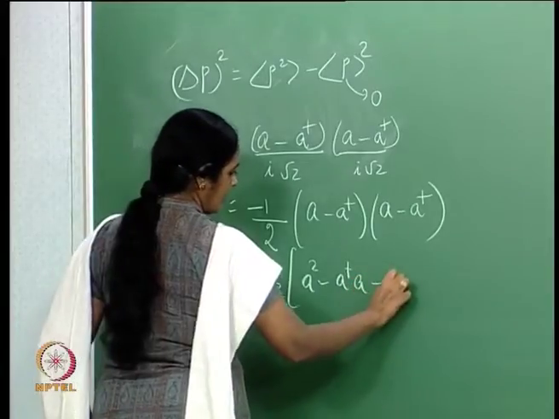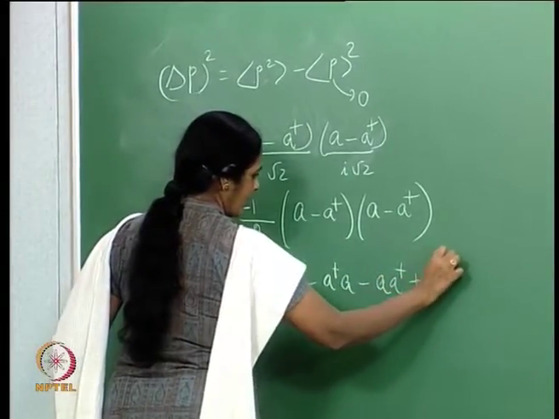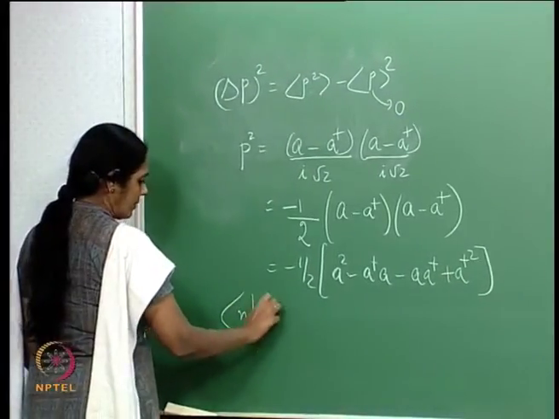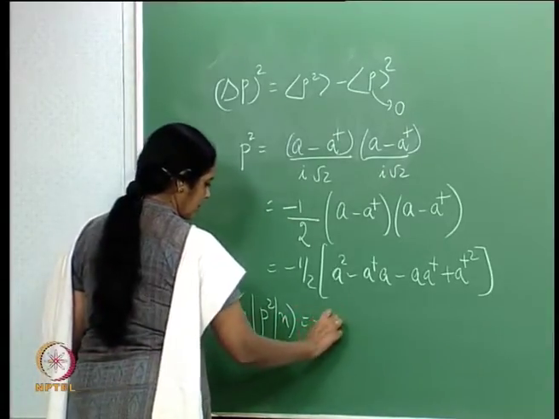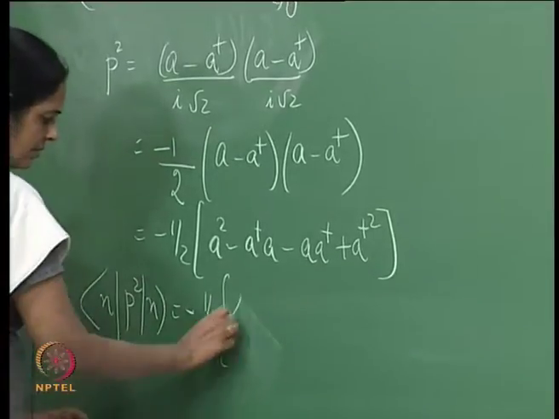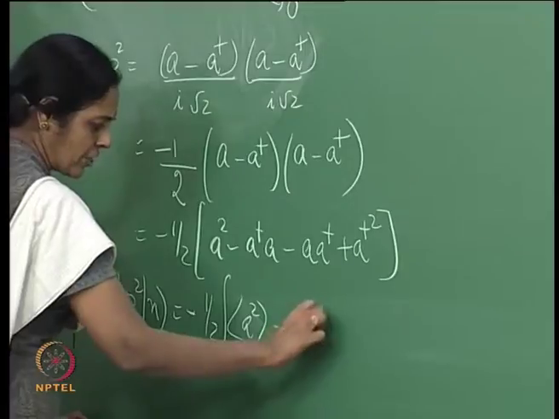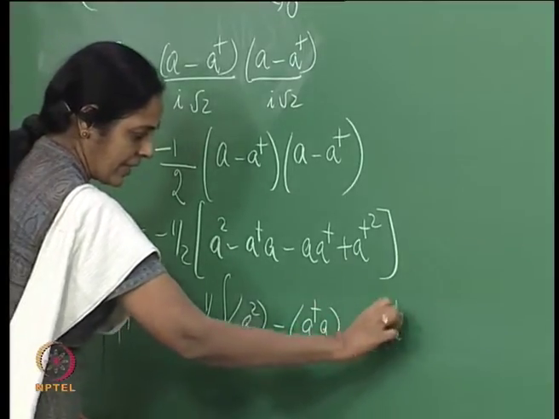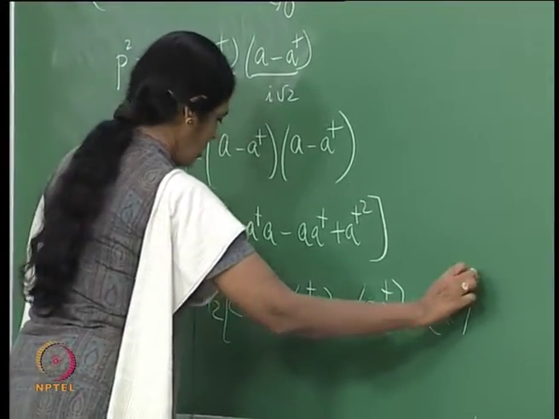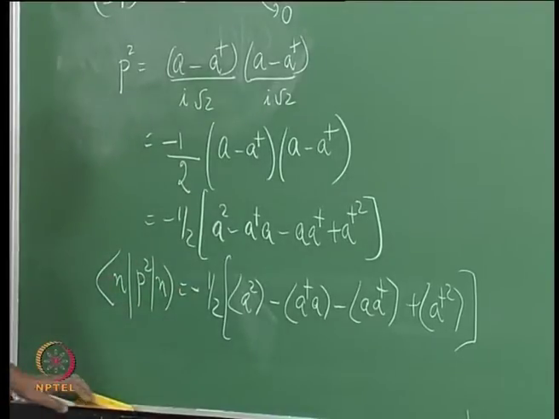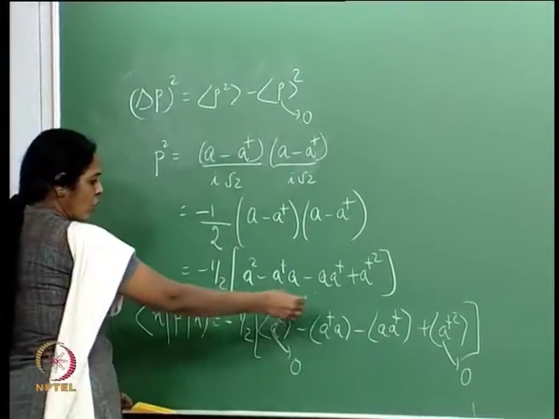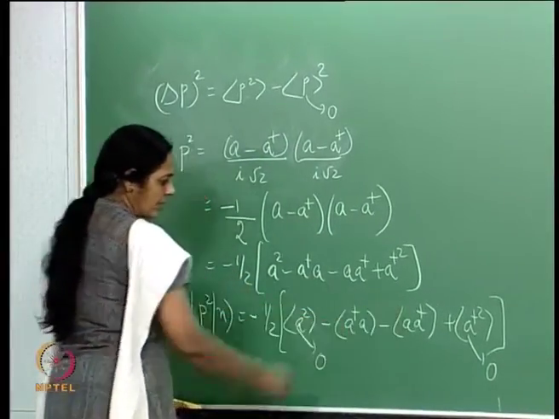So, I can expand it and write it in this manner. I need to find <n|p squared|n>, and that is minus half of expectation a squared minus expectation a dagger a minus expectation a a dagger plus expectation a dagger squared, all expectation values obtained in the state n. As before, this is 0 and so is this. I need to only worry about the contributions from a dagger a and a a dagger.